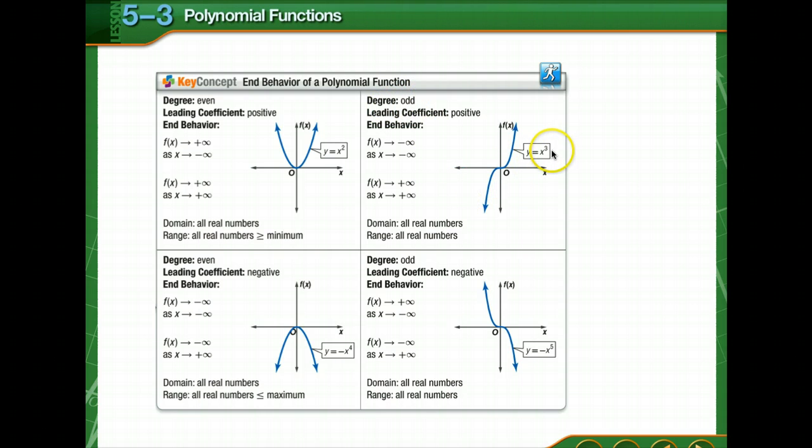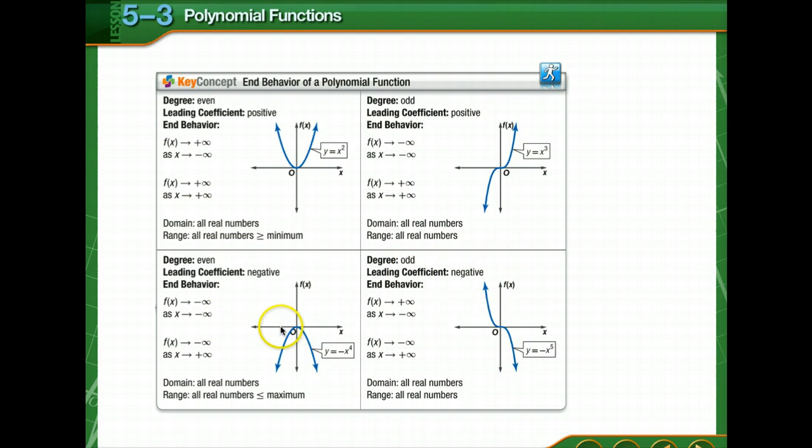Okay, this one has an odd degree. So we've got x cubed. It's a cubic function. Notice that as x goes toward negative infinity, the function is also going toward negative infinity. As x goes towards positive infinity, the function goes towards positive infinity. So notice the ends are going in different directions. That's how you know it's odd. Even, they're going in the same direction.